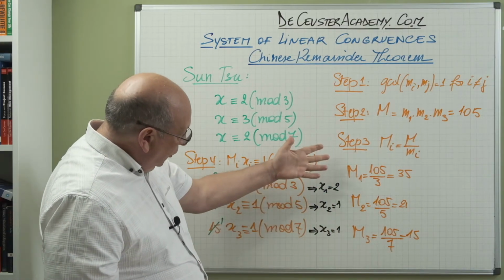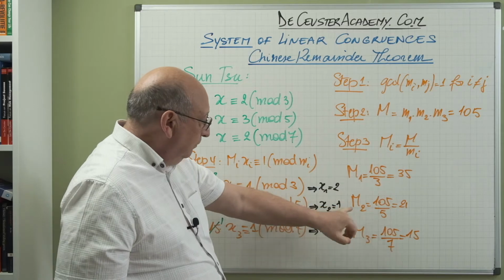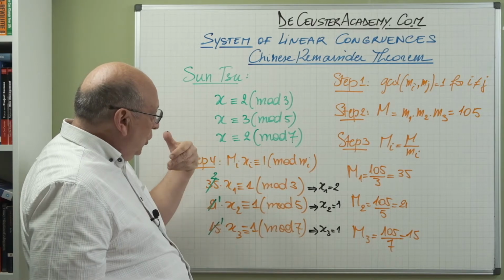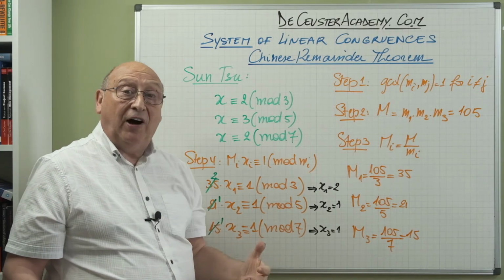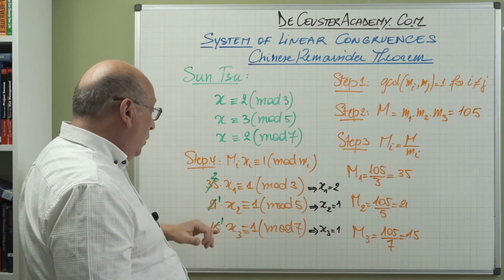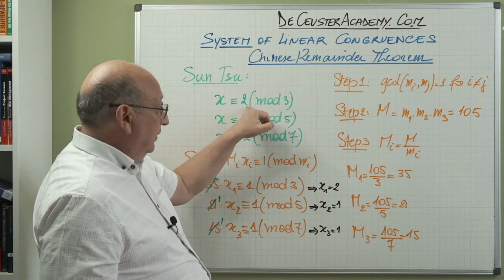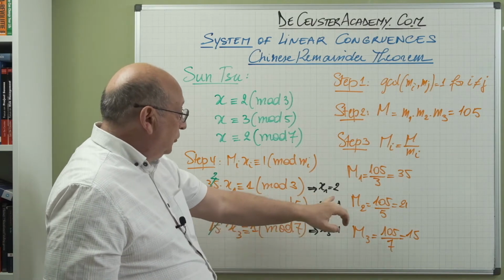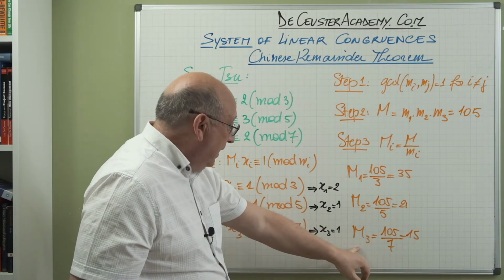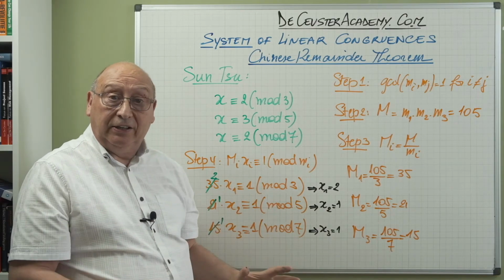So basically we found those parameters x1, x2 and x3. We have m1, m2 and m3. We have b1, b2 and b3. So basically now we can find the solution using the general formula, adding M1 b1 x1 plus M2 b2 x2 plus M3 b3 x3. And that we will do when we clear this board.